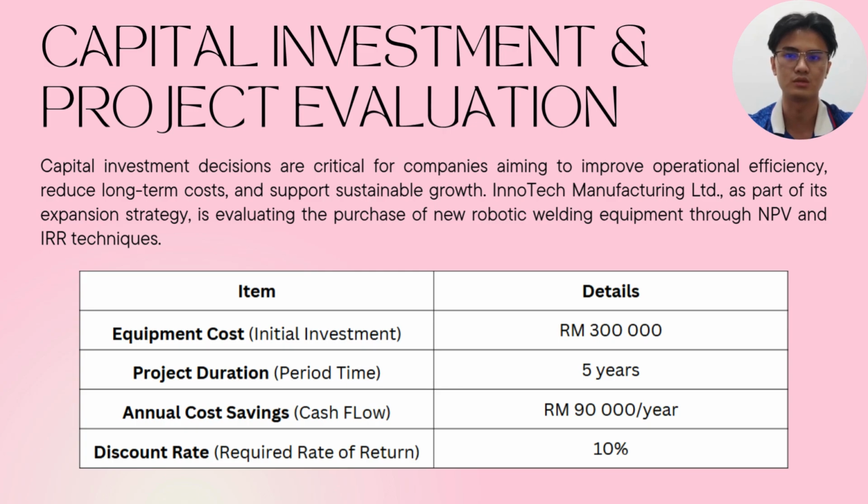Today I'm going to present a topic about capital investment and project evaluation. So this slide presents key data for evaluating InnoTech's investment in robotic welding equipment. The initial cost is 300,000 ringgit Malaysia with a useful life of 5 years and expected annual cost savings of 90,000 ringgit Malaysia. Using a 10% discount rate, we apply net present value, NPV, and internal rate of return, IRR, techniques to assess the project's financial viability. These figures set the foundation for our analysis, which we will explore in the next slides.